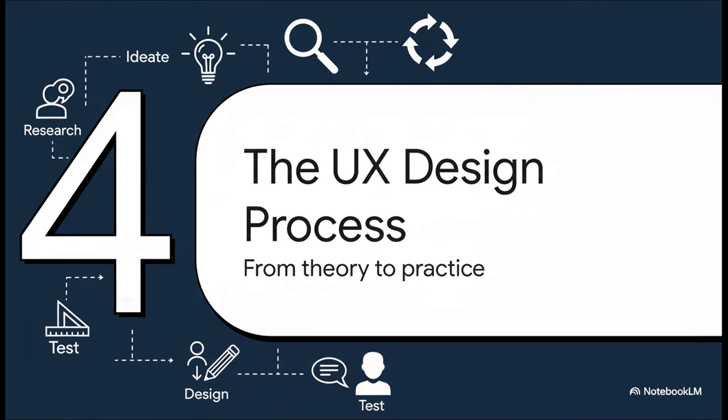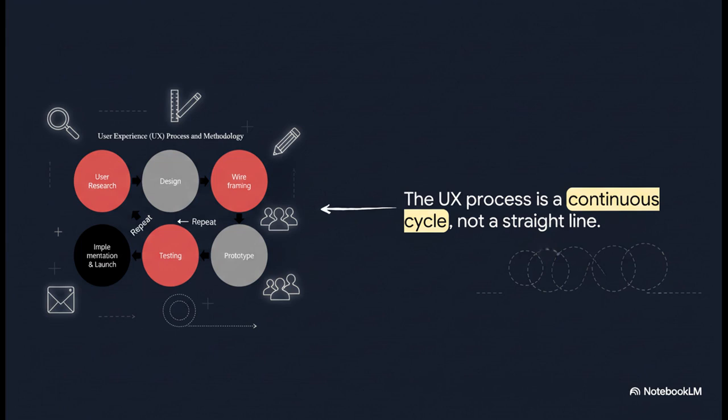But how do you actually use that map in the real world? Well, that's where the UX design process comes into play. Now, the most important thing to get from this diagram is that UX design is not a straight line. It's not a one-and-done kind of thing. It is a continuous cycle. You start with research to really understand your users. Then you design a solution, maybe a wireframe or a prototype. Then, and this is critical, you test it with actual users. Then you build it, but look at that big repeat arrow. That's the magic. You're always learning, always going back, and always making it better.